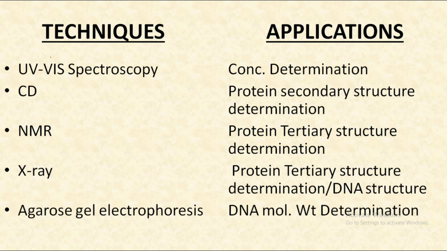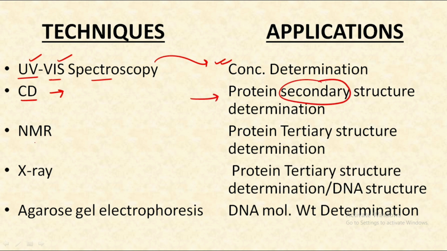Talking about spectroscopy, we have UV-visible spectroscopy, that is UV rays visible spectroscopy, which is mainly used for concentration determination. Then we have three techniques mainly used for analyzing protein structure. The first one is CD, that is circular dichroism, which is mainly used for determination of the secondary structure. Then we have NMR, which is mainly used for protein tertiary structure determination. Then we have X-ray, which is also used for protein tertiary structure determination, and in addition it also helps in DNA structure determination.